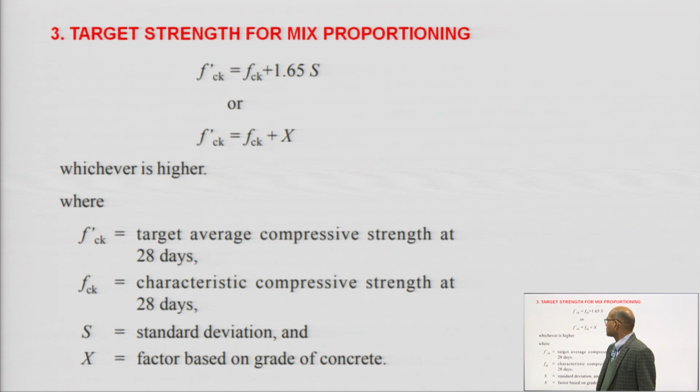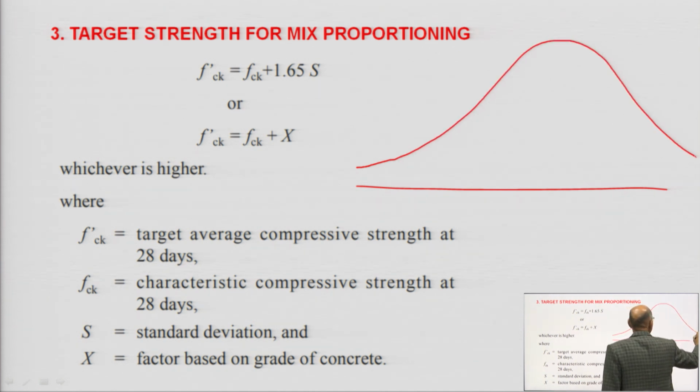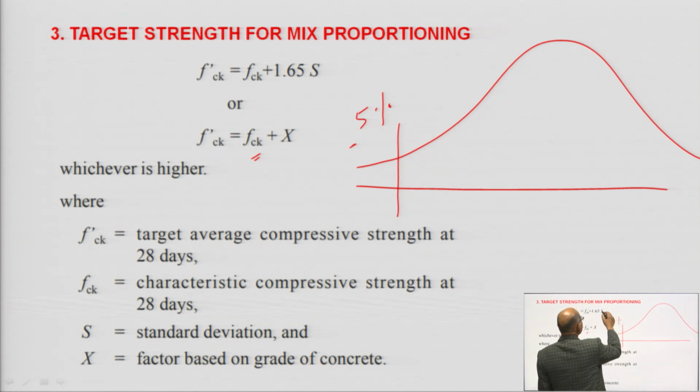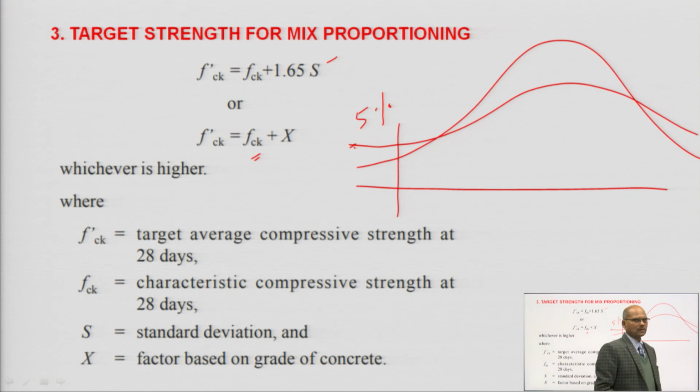The target strength depends on the quality of the contractor. If you see this curve here, up to 5% of values we can allow to be less than the characteristic strength. If the quality of the contractor is good, then the standard deviation may be low. If the contractor is not good, then the standard deviation will increase and you get a flat curve like this. So, depending on the quality of supervision, we have to adopt the standard deviation.